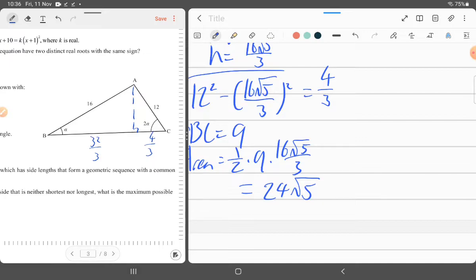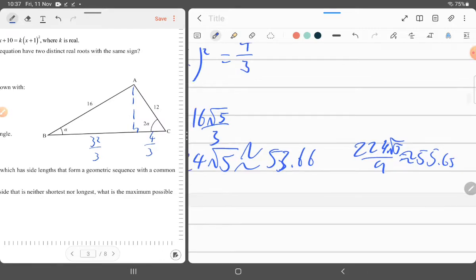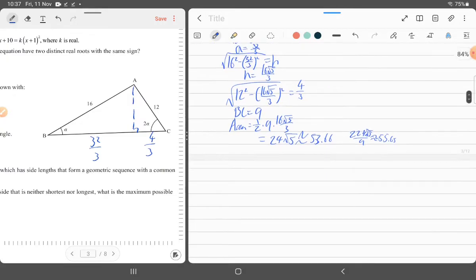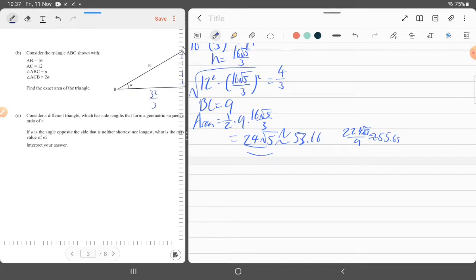This is not the answer I got in the exam, and this is also not the answer that Suboptimal Place got. So I'm just slightly afraid that I might be misleading my viewers. But yeah, Suboptimal got 224 over 9. I mean, this is approximately 53.66. Well, what Suboptimal got is 224 square root of 5 over 9, which is approximately 55.65. I don't know, but my answer looks cleaner. Let's just wait for the marking schedule, I guess.